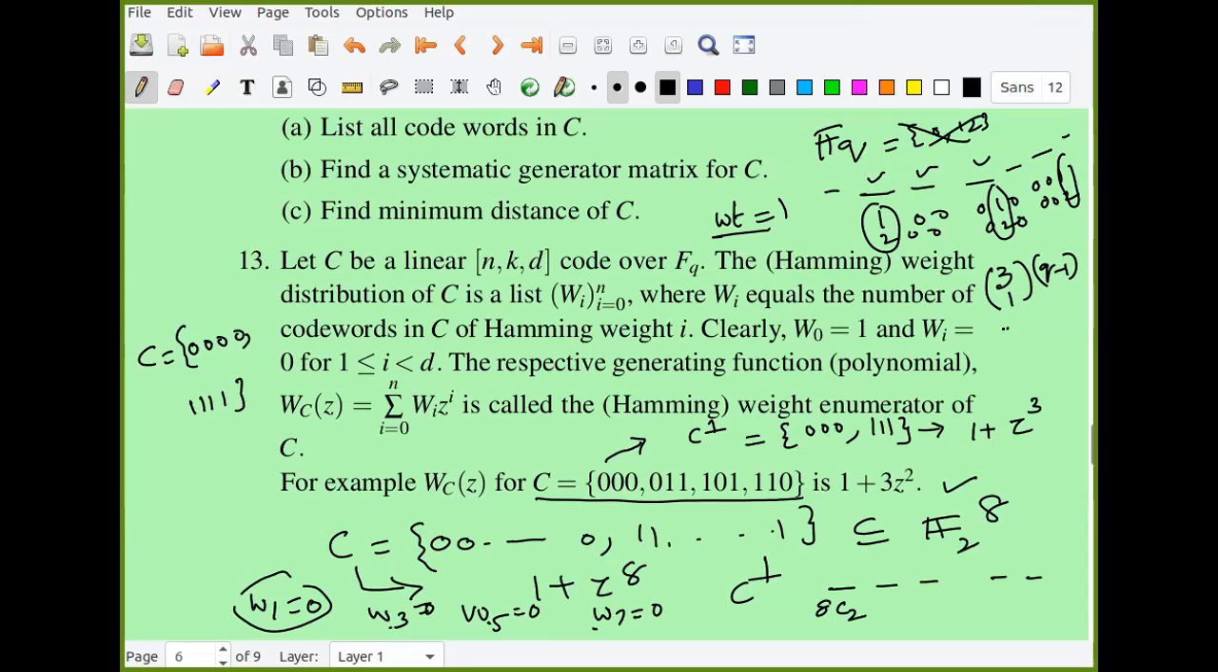How many vectors will be there? Choose one, Q minus 1, right? So 2 positions, weight 2 means n choose 2, Q minus 1 whole square. Remember this? But in F2, Q equal to 2, so 2 minus 1, that's not a problem.